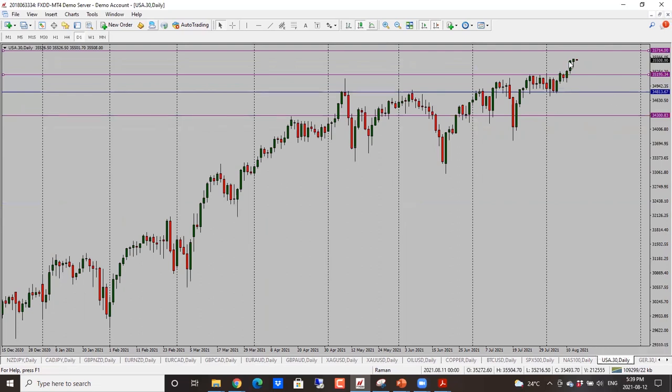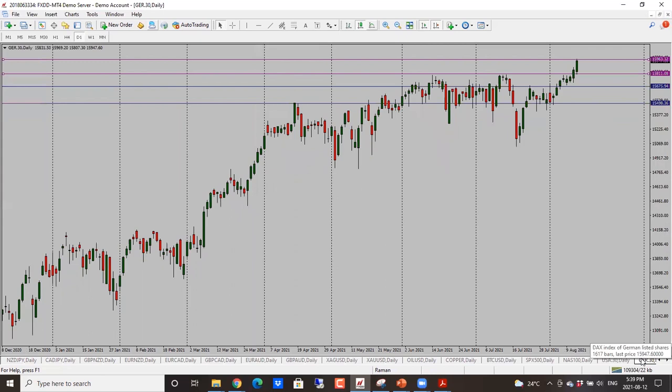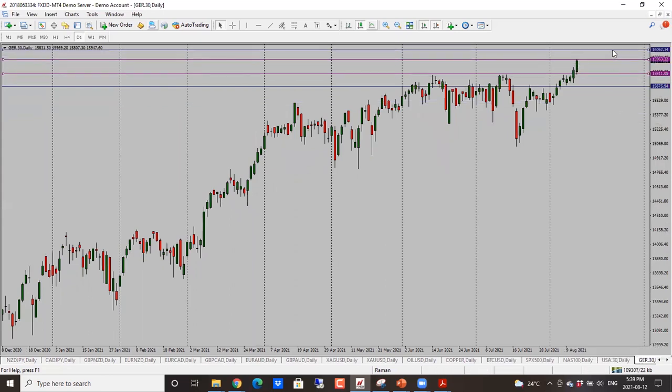Dow Jones here still looking bullish. In this case, next target is 35,700. So bullish bias here for Dow Jones as well. DAX here right into our target, and next target is 16,000. So bullish bias here for DAX as well.